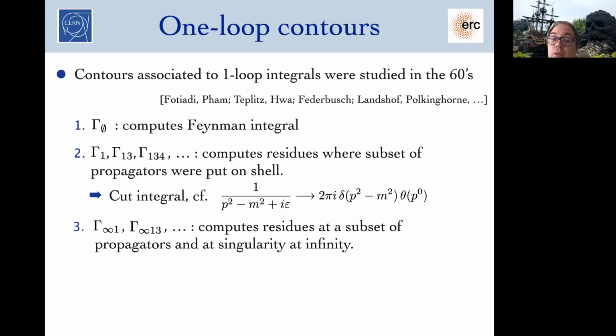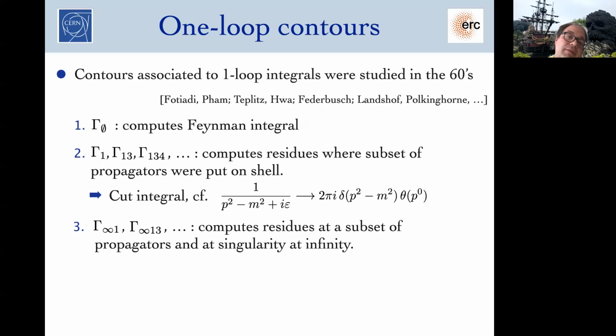And of course, we all know what the physics of that is. Taking residues at propagators means that essentially you put them on shell. So you replace propagators by delta functions, roughly speaking. So those are cut integrals. Those are the contours that compute the cut integrals. On top of that, there are other contours which correspond to taking residues at propagators, but also residues at the singularity at infinity. So those are all the contours that you can write down at one loop.